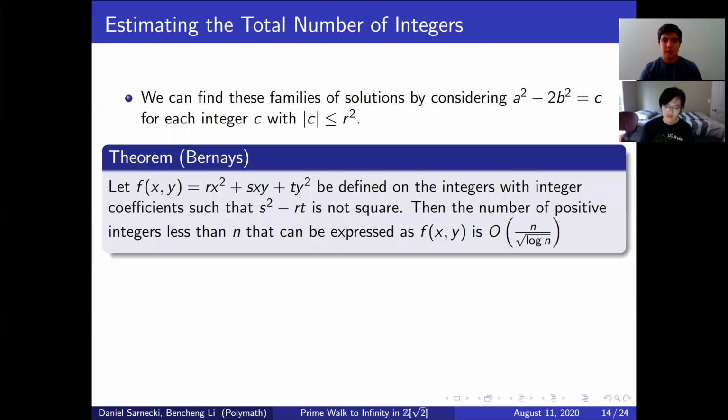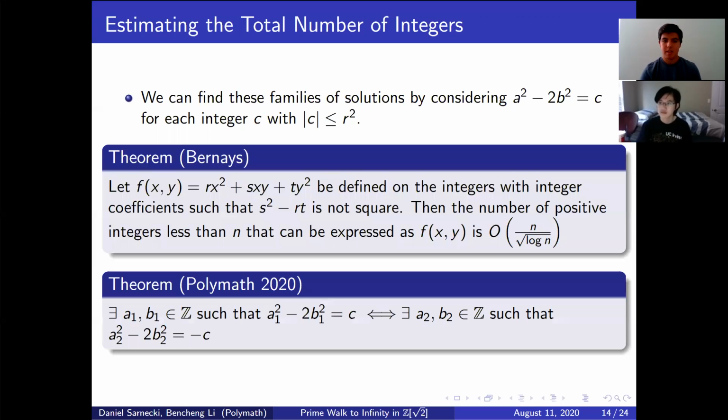So if we have a function defined on the integers that you see here, this quadratic form with integer coefficients r, s, and t, such that s² − rt is not a square, the number of positive integers less than n that can be expressed as f is on the order of n divided by the square root of log n.